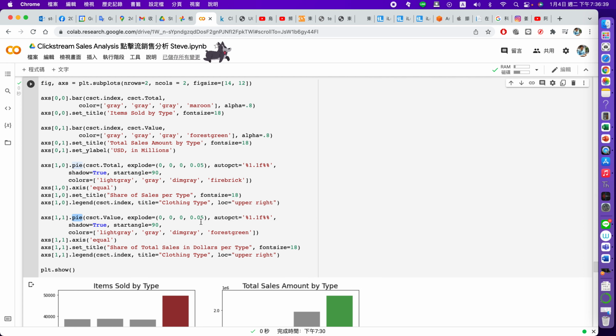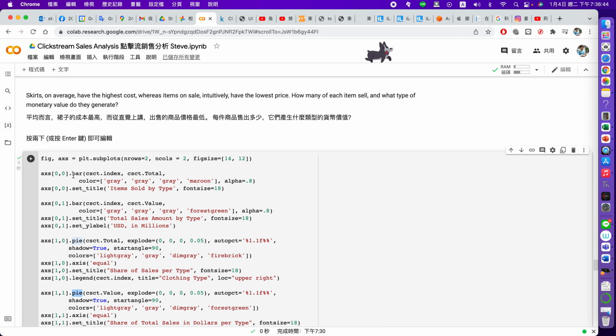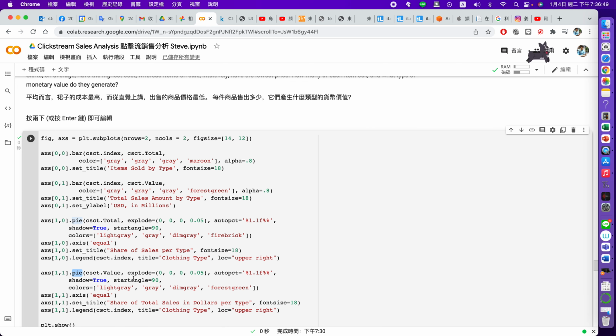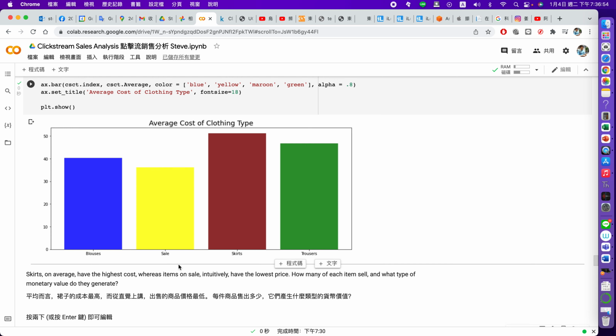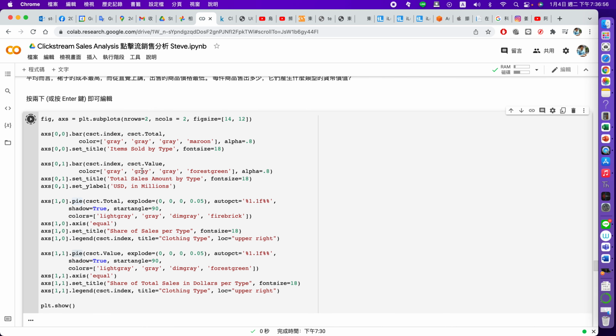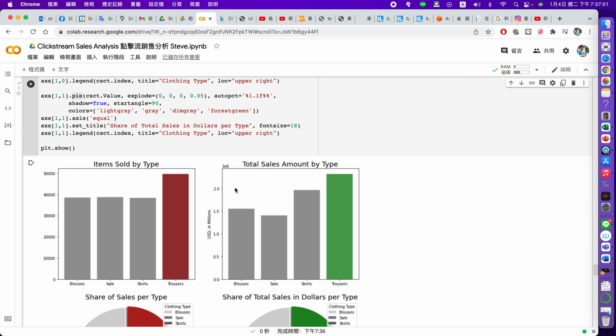So you guys have to realize what is the format for each diagram, especially for bar, for pie. Okay, so it's all the same. It's a different variable you are going to fit. Okay, so with this diagram, you may see the item sale by type. Okay, the item sale, the total sale amount for each type. So you can see the distribution for these 4 types.